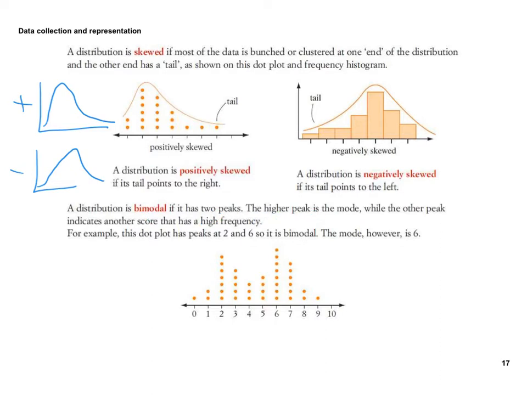The higher peak is the mode, while the other peak indicates another score that has a high frequency. So for example, this one just here has peaks at 2 and 6, so it's bimodal. Now if you were to draw the curve on top, you'd see it has two peaks, but obviously this one's a little bit higher still, so the mode is 6.